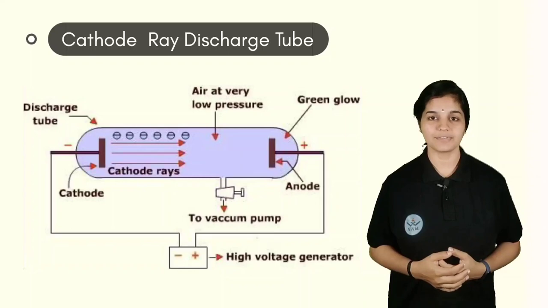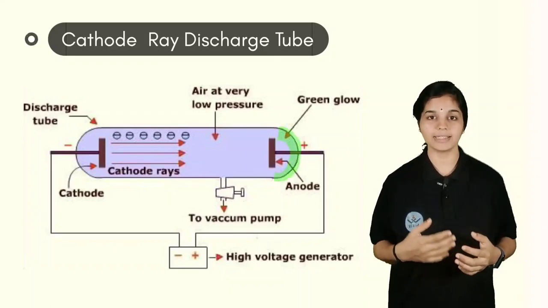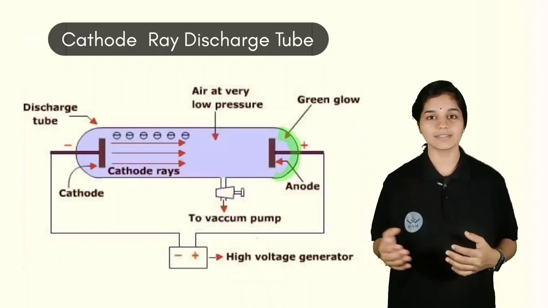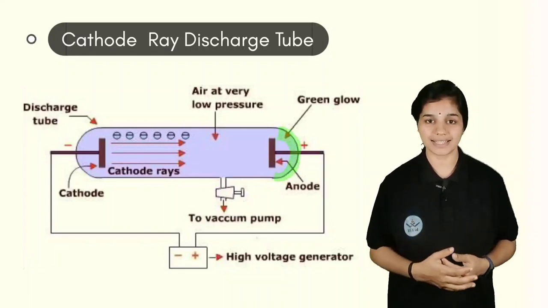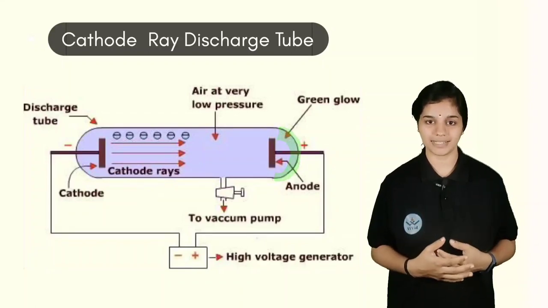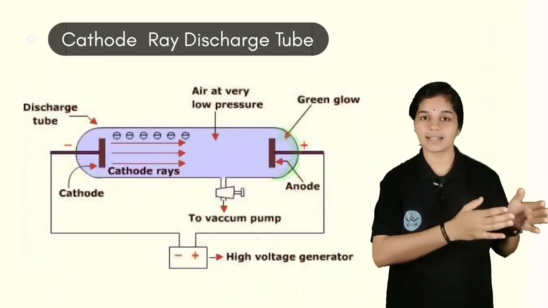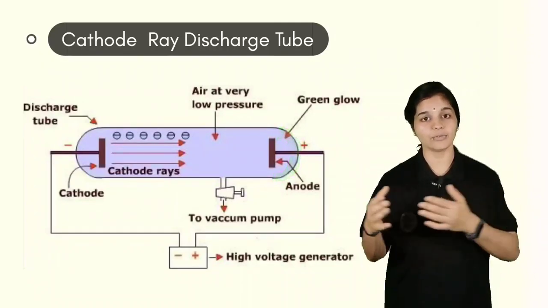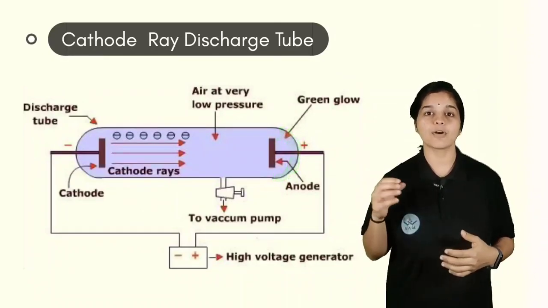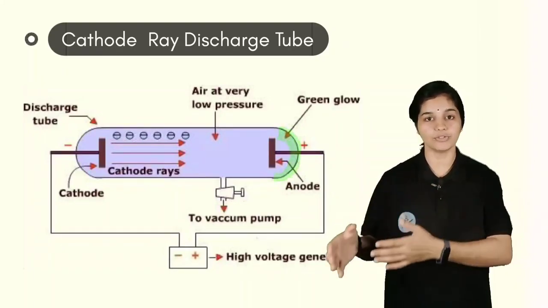These cathode rays were invisible to the naked eyes and were identified by coating the glass tube behind anode with zinc sulfide. This zinc sulfide coating acts as a fluorescent material so that the spots will be formed when the cathode rays travel from cathode to the anode. These spots indicate that the particles were moving from cathode to the anode.